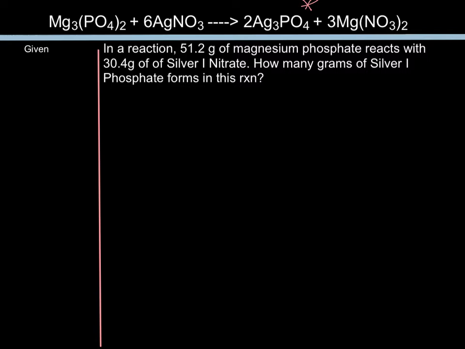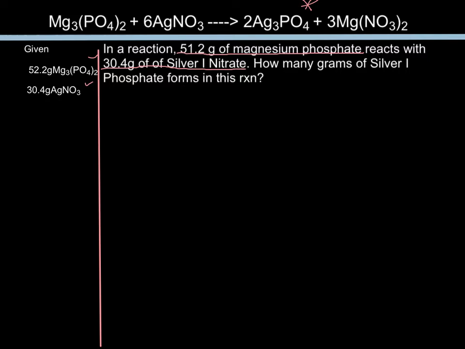Okay, so first given, we're given 51.2 grams. So our first given here was right here. I'll go ahead and underline it here. That's the 51.2 grams of magnesium phosphate. Alright, so there's our first given. Our second given is right here, which is the 30.4 grams of silver nitrate. Alright, so we have our first given and our second given.